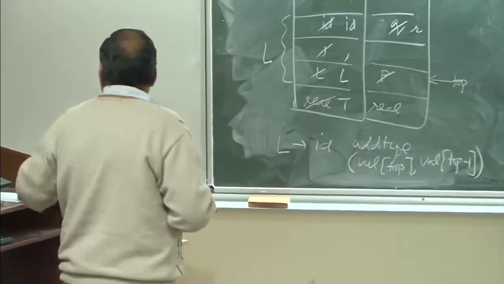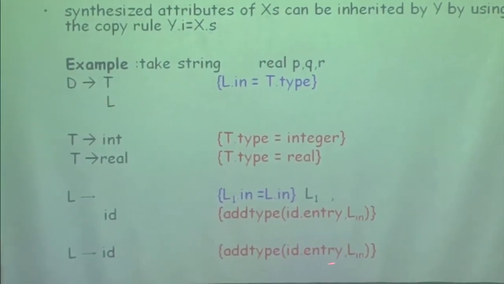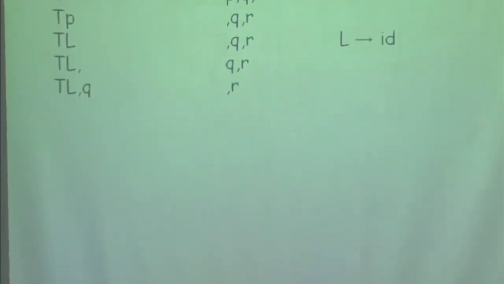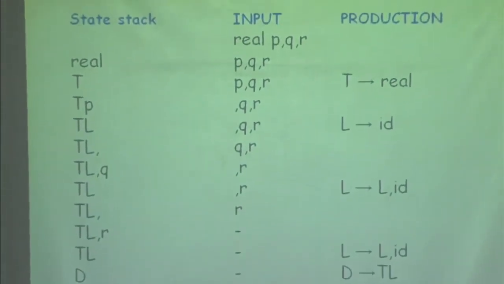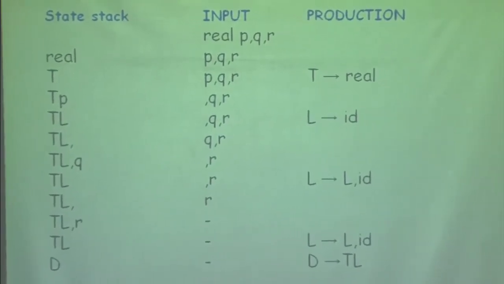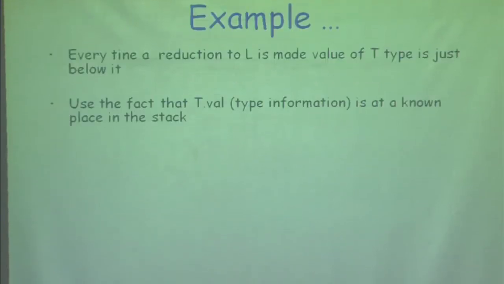So, two things you must remember here is that corresponding to this rule and this rule, basically I am saying that lexeme is always at the top and type is either, when I do the reduction by this rule, type is at top minus 1 and when I do this reduction type is at top minus 3. It is always a fixed position on the stack. So, this is what happens that if I keep on doing this reduction, every time a string is reduced to L, T-val is just below it on the stack.